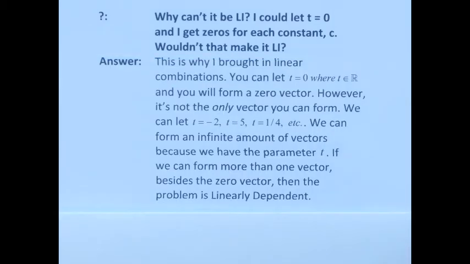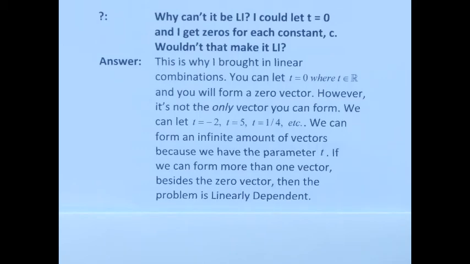Here's a question that I often get from students. Why can't it be linearly independent? I could let t equal 0 and I get zeros for each constant c. Wouldn't that make it linearly independent? Good question. Let me give you my answer. This is why I brought in the idea of linear combinations. You can let t equal 0, where t belongs to a set of real numbers, and yes, you will form a 0 vector. However, it's not the only vector you can form.